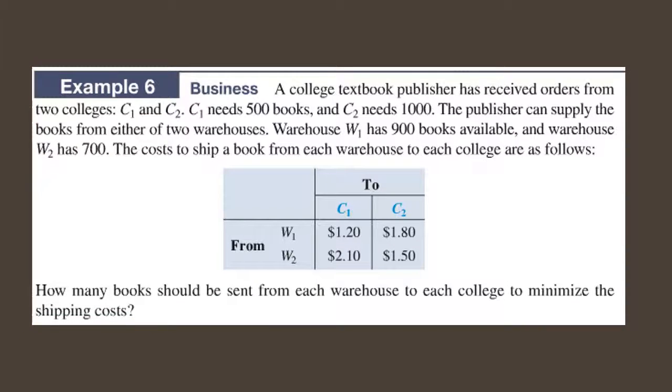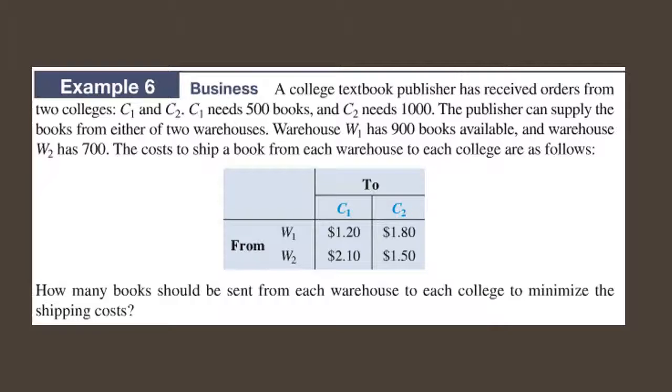Okay, let's look at another example. We have a college textbook publisher that has received orders from 2 colleges, C1 and C2. C1 needs 500 books, C2 needs 1,000. The publisher can supply books from either of 2 warehouses. Warehouse W1 has 900 books available, Warehouse W2 has 700. The costs to ship a book are as follows.